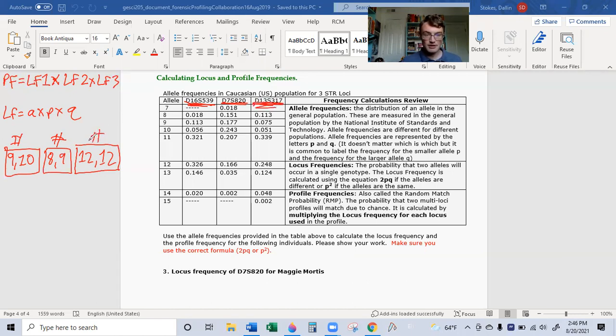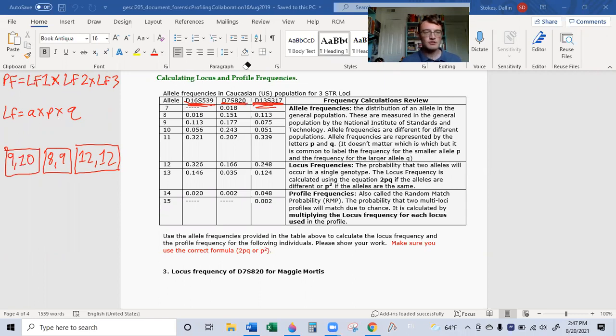And that will give you a number. Then you're going to multiply them together, because there's locus frequency 1, there's locus frequency 2, there's locus frequency 3. So you're going to find the locus frequencies of each of these 3 combos and then multiply them together, and that will be your profile frequency. Okay, so there's a few steps to this. So let's work through this example here.